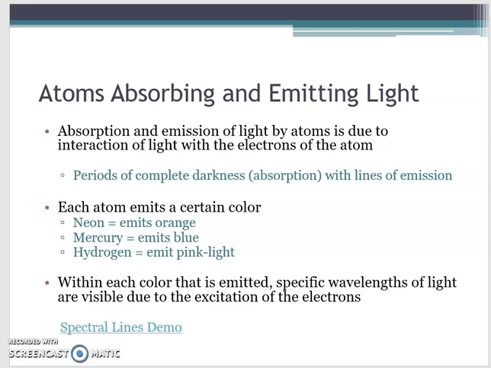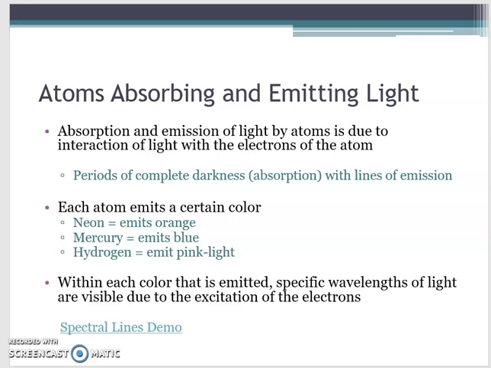This is going to happen because of the interaction of light with the electrons in the atom. And so whenever we have the absorption, the periods of complete darkness are going to correspond with the lines of emission, but that's going to occur due to where the electrons are and how they are able to absorb that energy. Each atom will emit a certain color. Now this isn't talking about the spectrum, but this is the color overall.